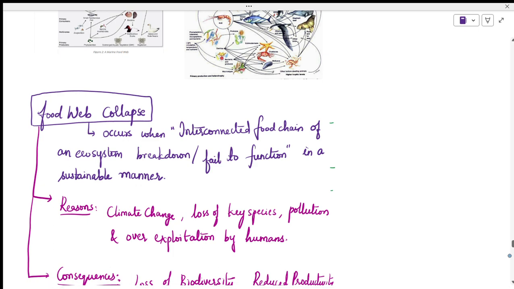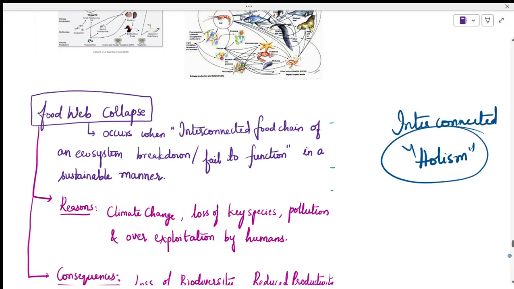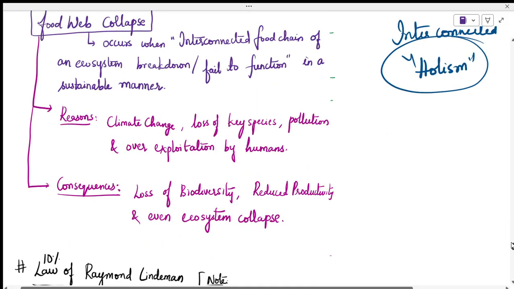Fine. Then food web collapse. So everything is interconnected in this world. So when you are interconnected, if something gets disturbed, everything will get disturbed. That is nothing but holism, the principle on which ecosystem works. These things we have discussed in this lecture itself in the beginning. Okay, what are the reasons for collapse?